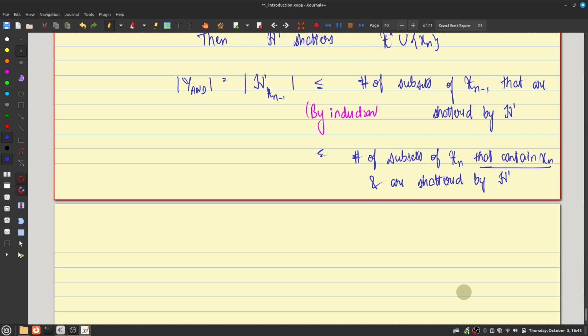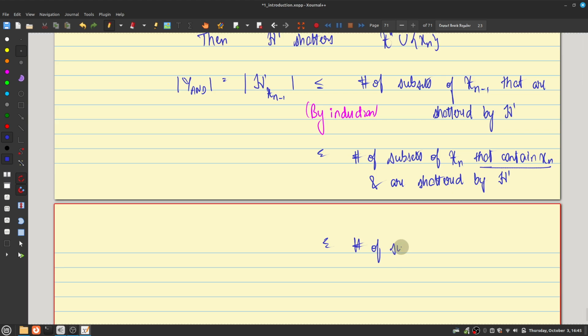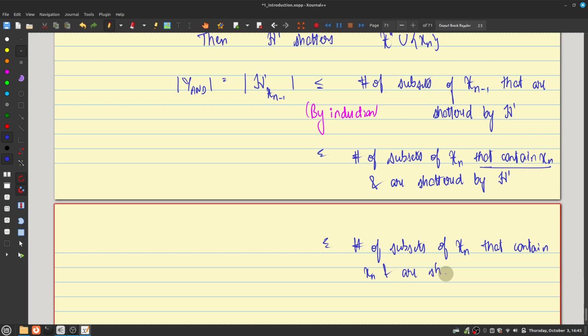Okay. Now if a set is shattered by H prime, recall that H prime is only a subset of H. Right? It's a subset of the original hypothesis class. So this is less than or equal to the number of subsets of Xn that contain that last element, little xn, and are shattered by H.